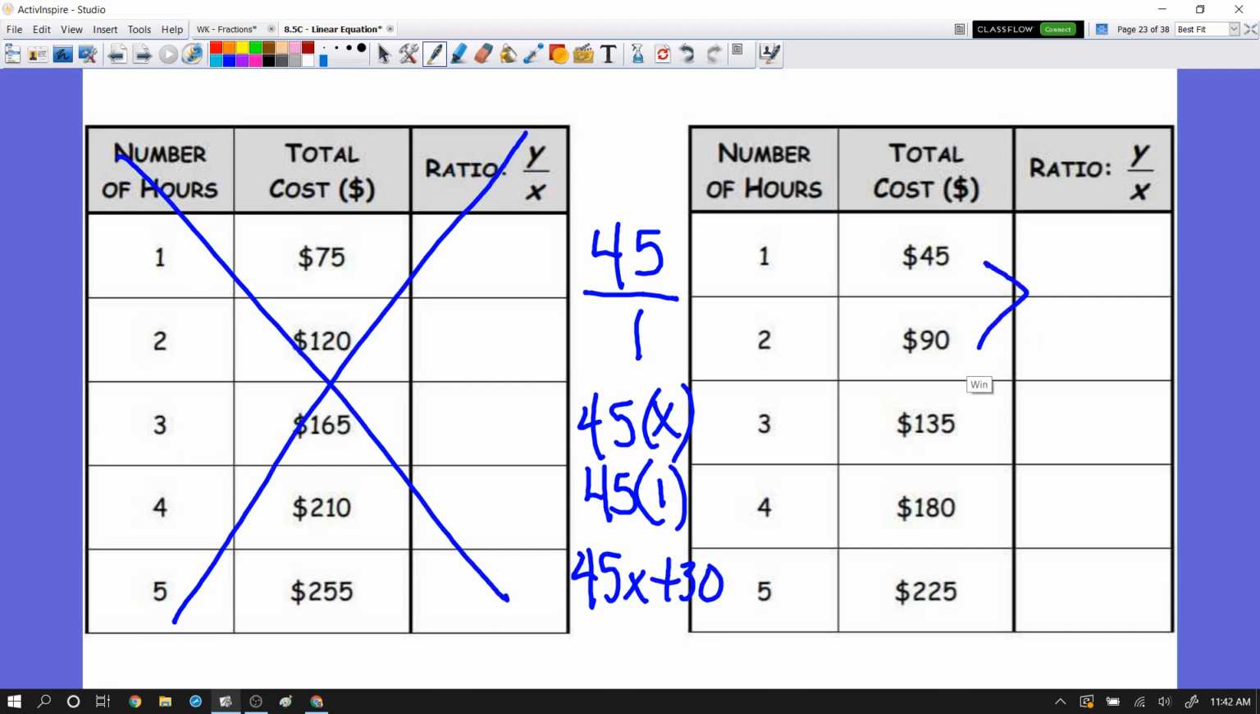The same thing's happening here. You do the same process. It's increasing by 45 and it's increasing by 1. So we have 45 over 1 again. Then we plug it in. 45 times 1 is 45. We now have a proportional relationship.